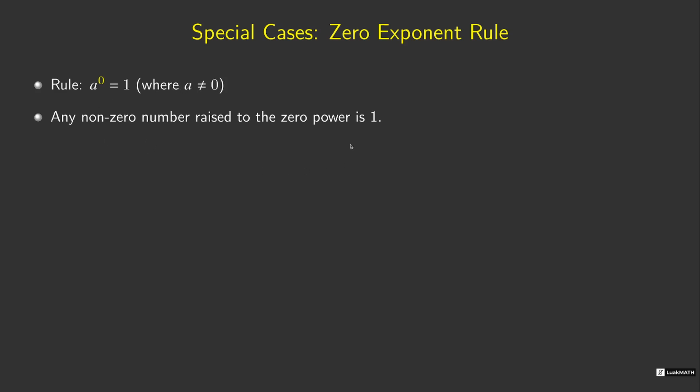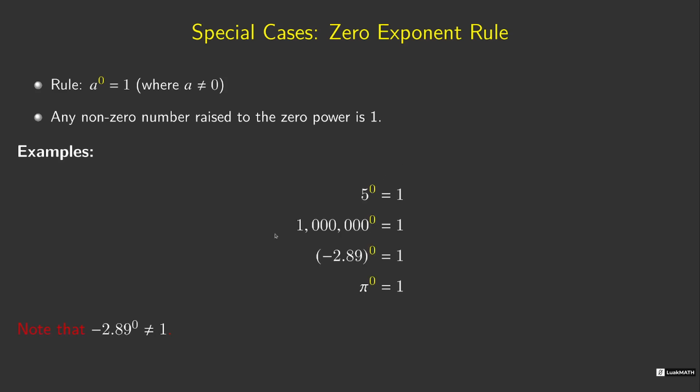Let's go through some examples. We have 5 raised to 0 equals 1. 1 million raised to 0 equals 1. Minus 2.89 raised to 0 equals 1. Pi raised to 0 equals 1. So I don't care what number you give me. As long as it is non-zero, if I raise it to 0, I get 1. So that's the thing you need to take away from that.